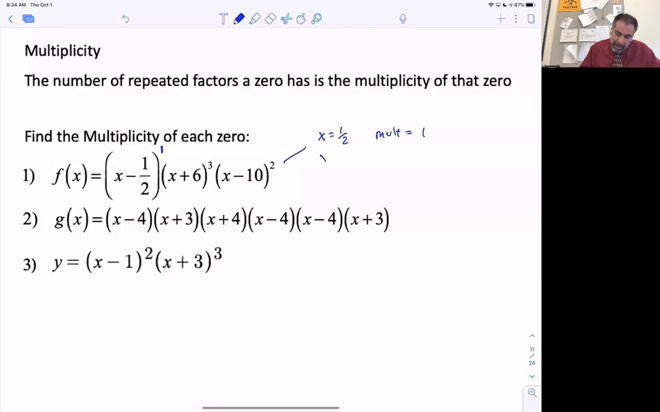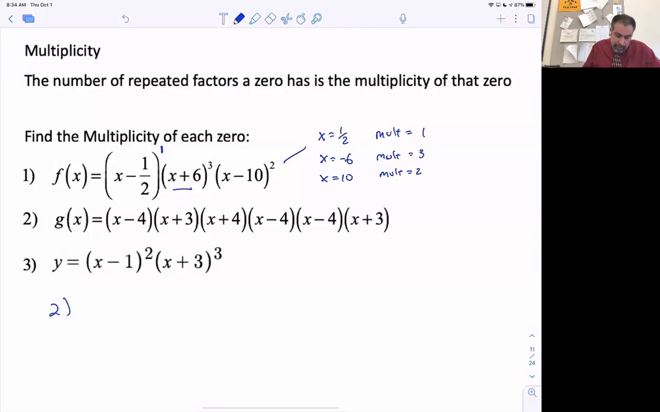But in this one, I also see that x equals -6 is a 0 from this term. The multiplicity here is equal to 3. And then this last factor, I see x equals 10 is a 0, and it has a multiplicity of 2. So you're just counting the number of factors you have with that 0.